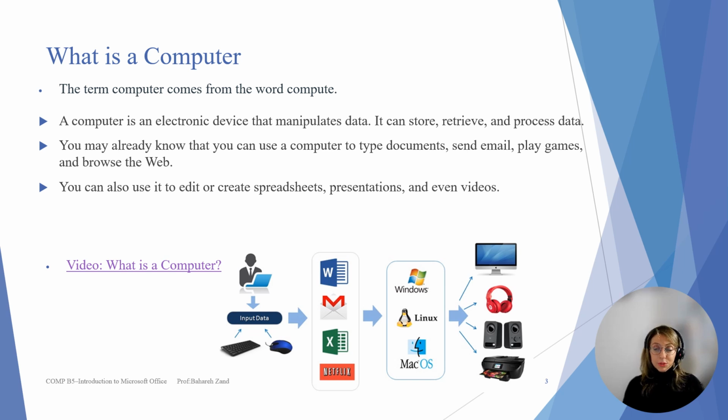The term computer comes from the word compute. A computer can be any electronic device that manipulates data. It gets some sort of data as an input, processes it, manipulates it, modifies it, or changes it, and then creates another sort of output for you. For example, if you're sending an email, if you're playing games, if you're doing your web browsing, you're using your computer.